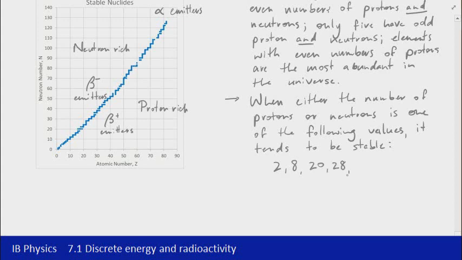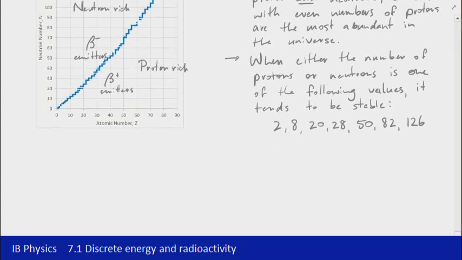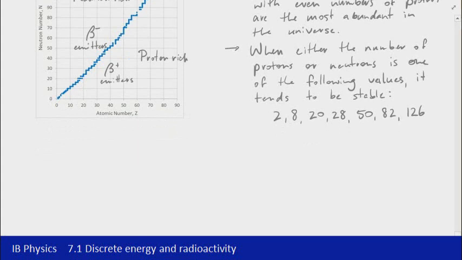28, 50, 82 and 126. Why those numbers? I'm not sure. If you want to go and have a bit more of a look into that, you could, but just as a general trend, isotopes that have those numbers of either protons or neutrons tend to be stable.